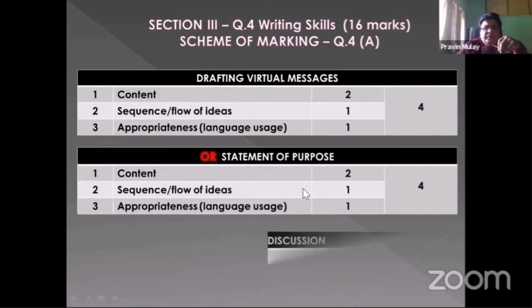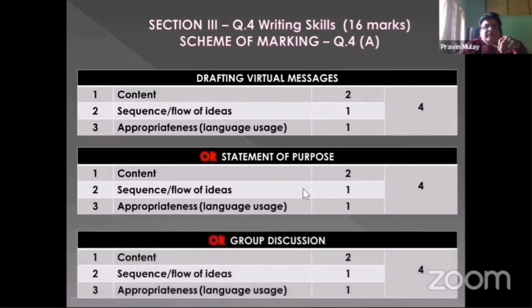And if you see carefully in all these 3, that is the first set, question 4A, these 3 will be asked as options, and see the distribution of marks is the same type, 2 1 1, 2 1 1, 2 1 1, and this is certainly going to help the paper assessors.